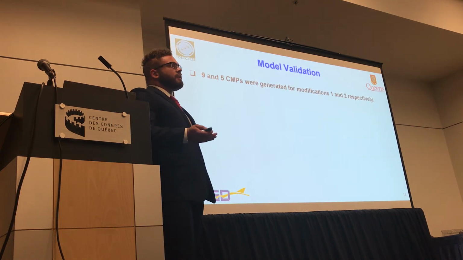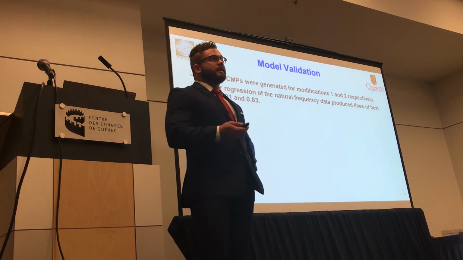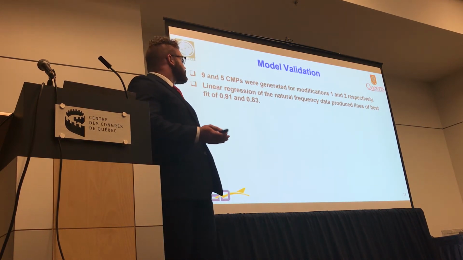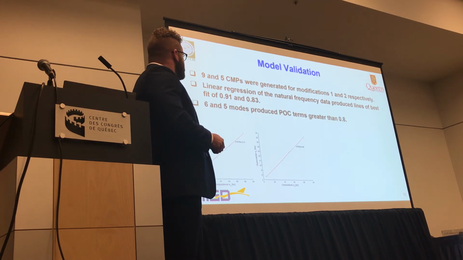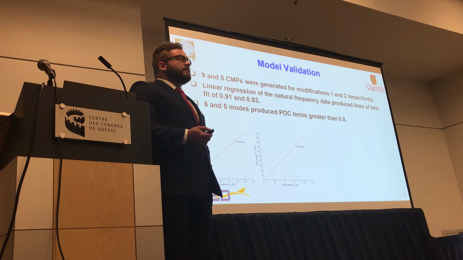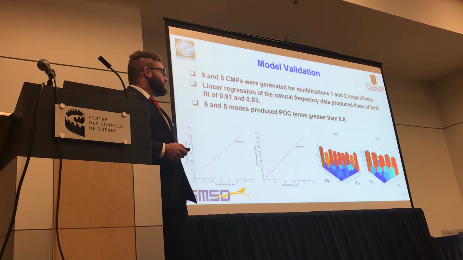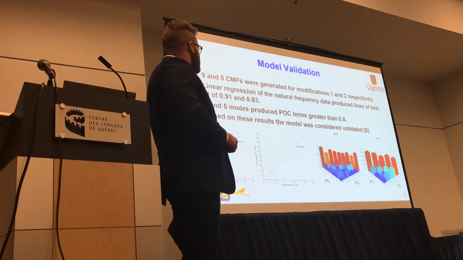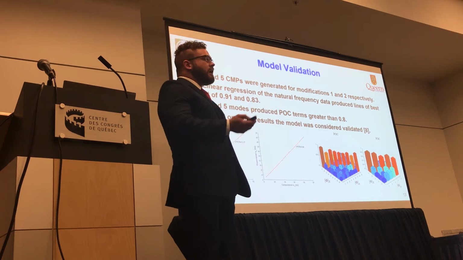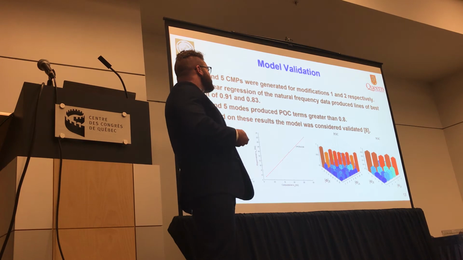I found 9 and 5 correlated mode pairs for modifications 1 and 2 respectively. A linear regression of the natural frequency data produced lines of best fit with slopes of 0.91 and 0.83 for modifications 1 and 2. And I found 6 and 5 modes produced pseudo-orthogonality terms greater than 0.8, for modification 1 and modification 2. So based on these results, for the intents of this study, I considered the model to be validated.